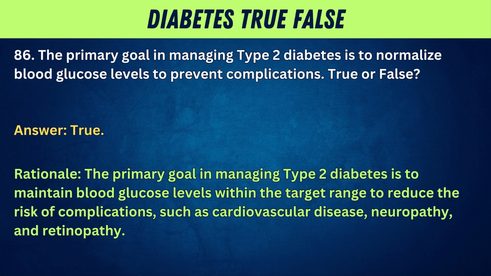86. The primary goal in managing type 2 diabetes is to normalize blood glucose levels to prevent complications. True or false? Answer: true. Rationale: the primary goal in managing type 2 diabetes is to maintain blood glucose levels within the target range to reduce the risk of complications such as cardiovascular disease, neuropathy, and retinopathy.